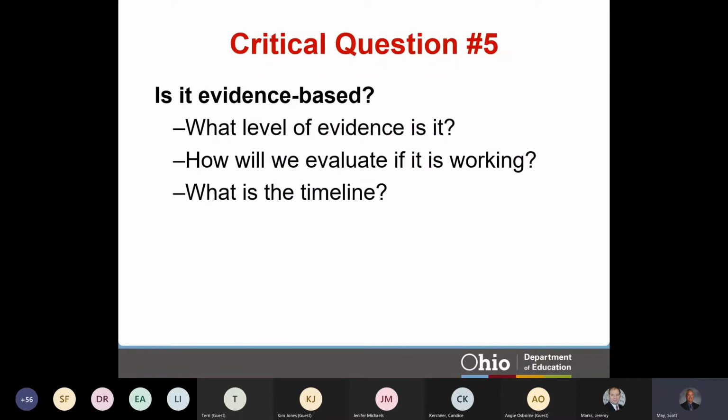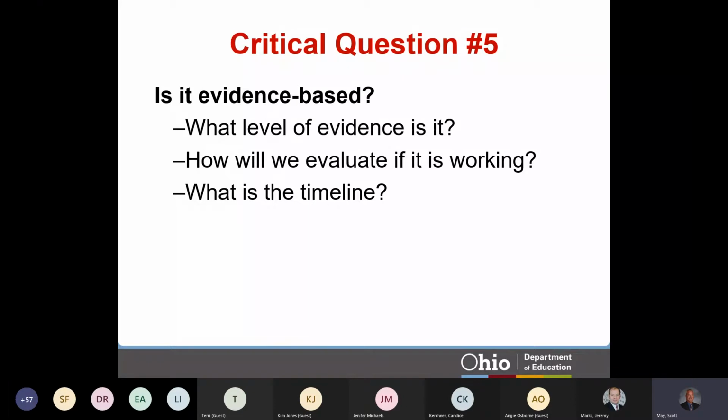Is it evidence-based? The activity must be evidence-based if it is an intervention or improvement strategy for Titles 1, 3, and 4, with the safe and healthy student activities, or Title 2, professional development and class size reduction. There are 4 tiers of evidence under ESSA.